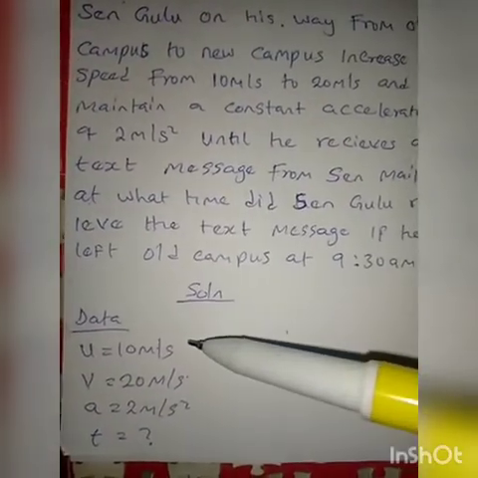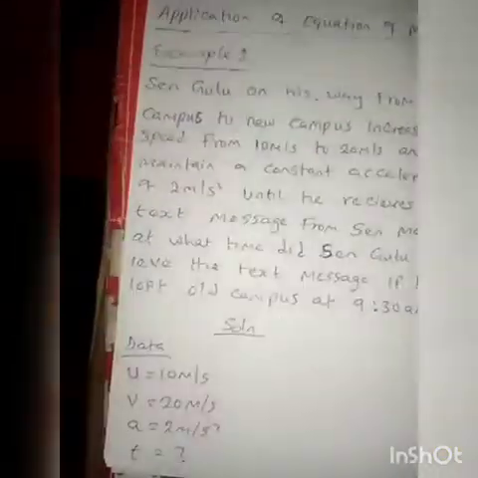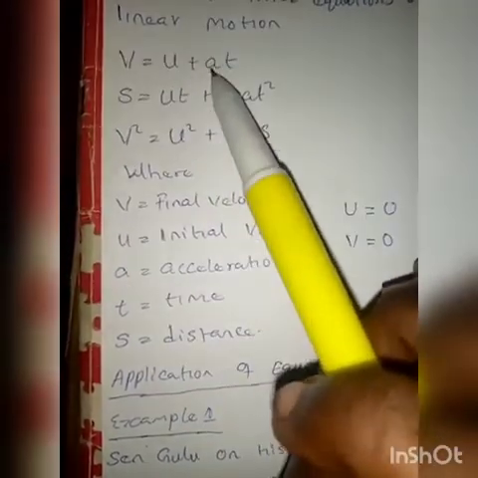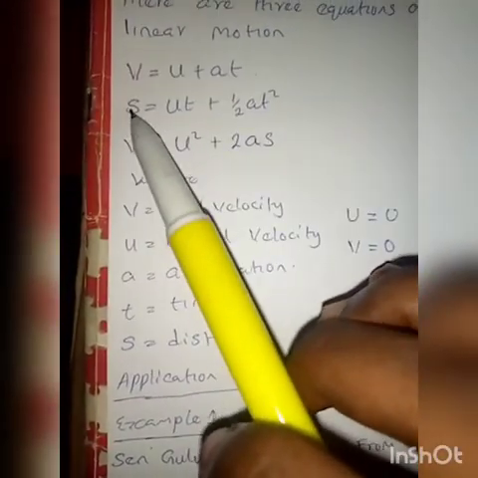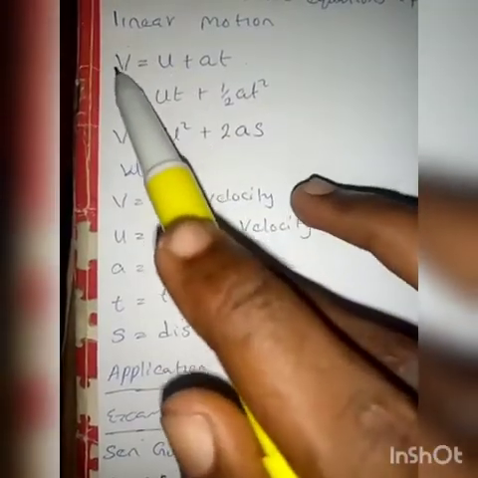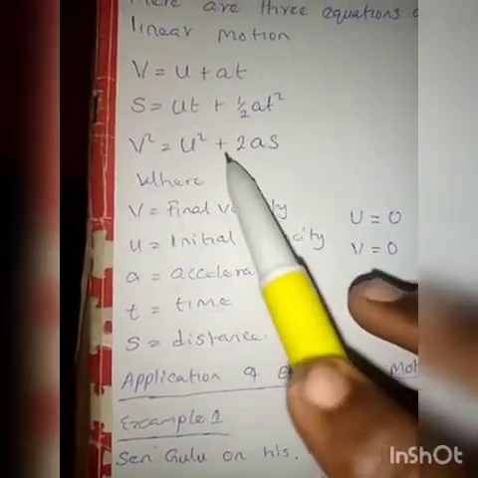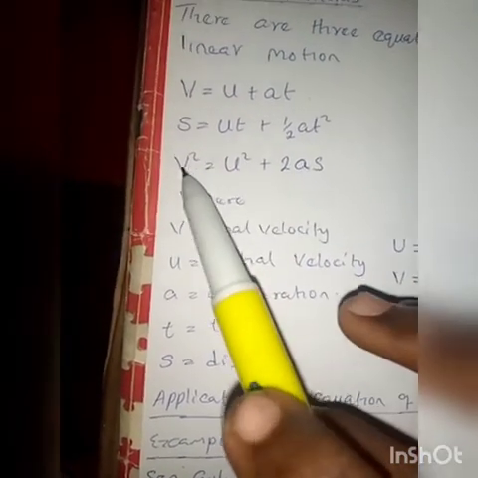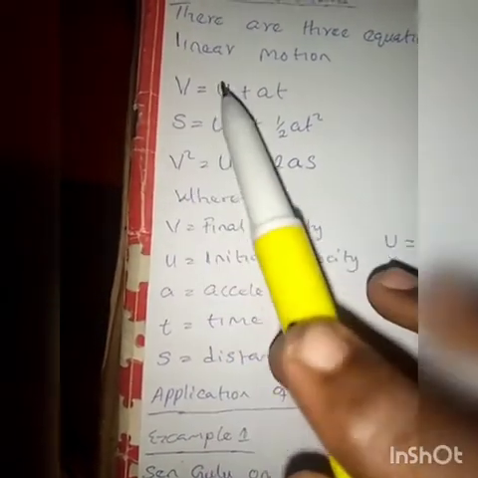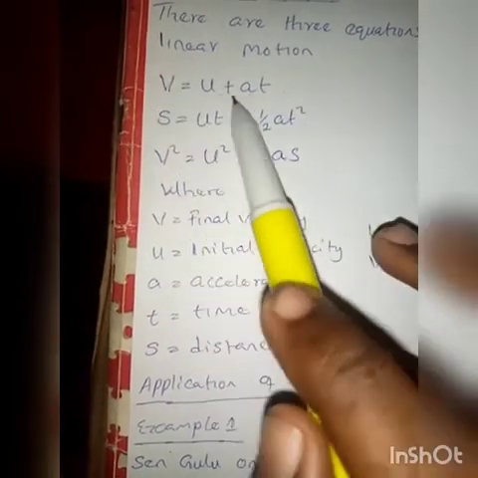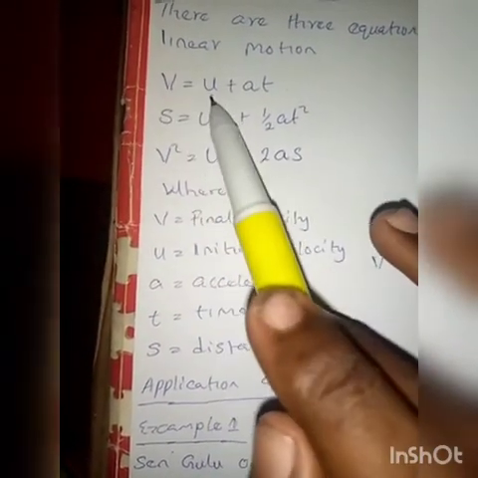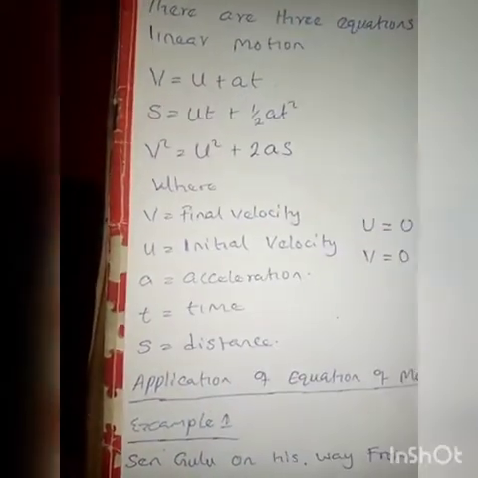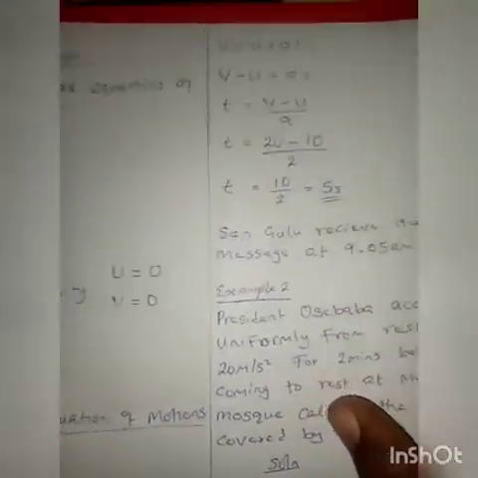So which equation has v, u, a, and t? Checking the three equations of motion, this one has v, u, a, and t. This one has s, and in our question we don't have s, so we can't apply this. This one has s also, and we are not asked to look for s, therefore we can't apply this formula. So this is the formula we are going to apply, because we are given v, u, and a, and we are to look for t. So we are going to use the first equation of motion.